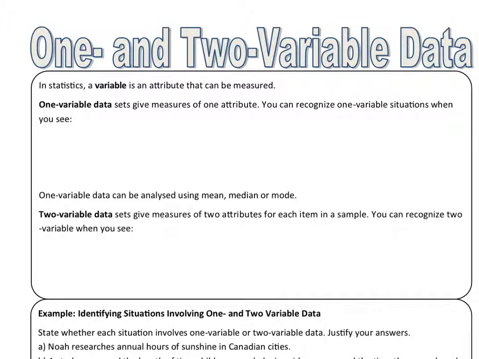In statistics, a variable is an attribute that can be measured. So anything that can be measured is considered a variable. In the grade 11 course, you would have looked at one variable data, and one variable data sets give measures of one attribute. So it's only looking at one measurement. You can recognize one variable situations when you see the following things.